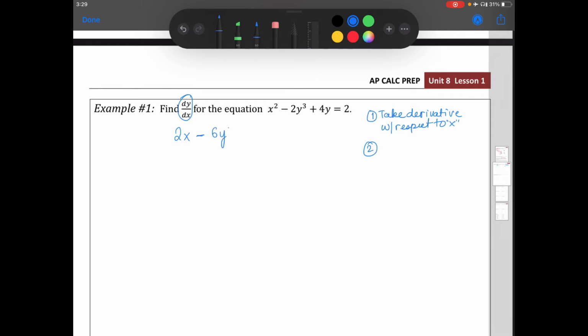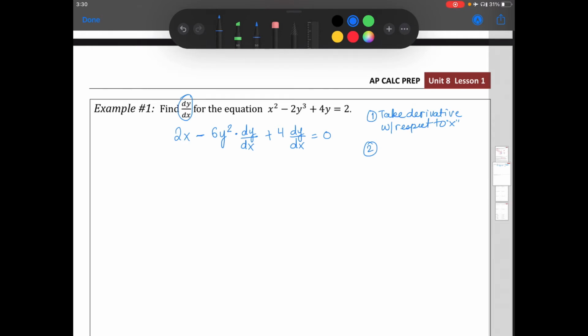6y squared times, either you can choose to write dy over dx, or you can just write y prime, plus, because it is with respect to x, not respect to y, so 4 dy over dx or y prime equals, a derivative of a constant is 0. So that's what I meant by taking the derivative on both sides.